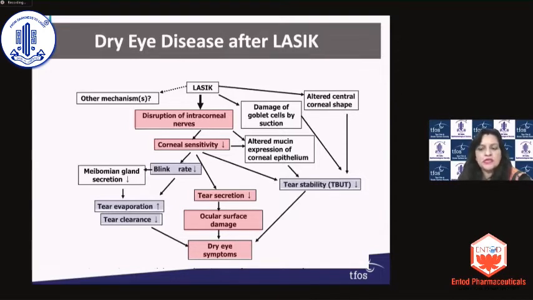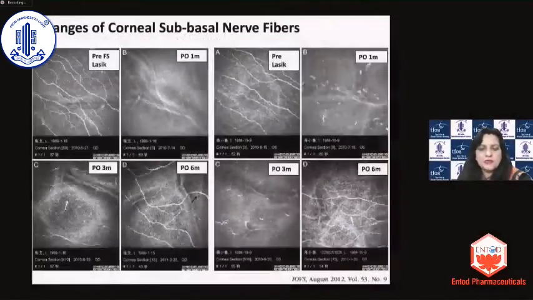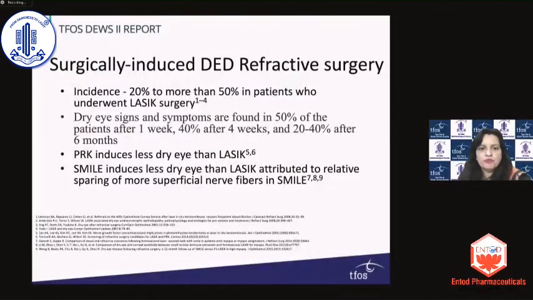Apart from this, the tear stability is also affected, which can lead to decreased TBUT, and this will likewise also be reflected in the Schirmer values. And if you look at the confocal pictures, they have very nicely shown that the corneal nerves do get severed when you're doing LASIK, whether femtosecond or conventional LASIK. And these are the pictures of the same over various follow-ups, and they start to regenerate. At 6 months onwards, the regeneration occurs.